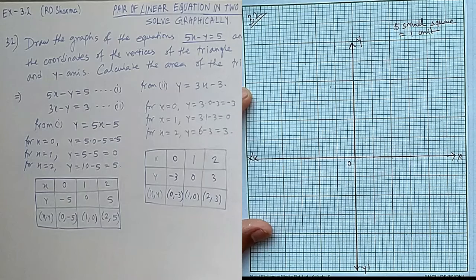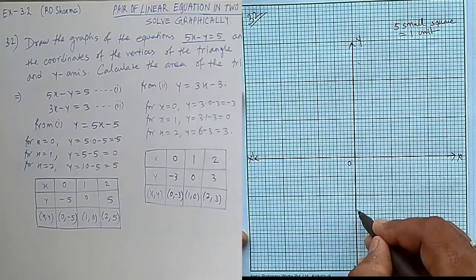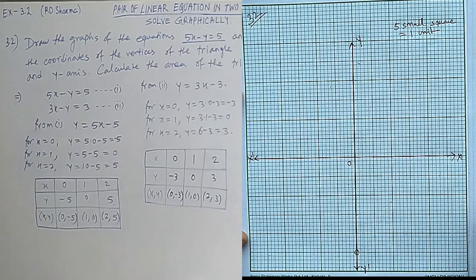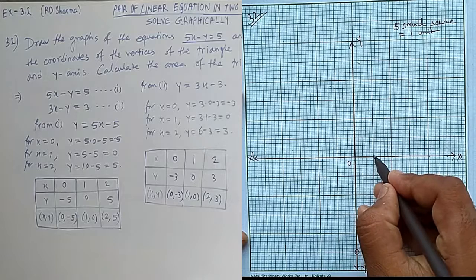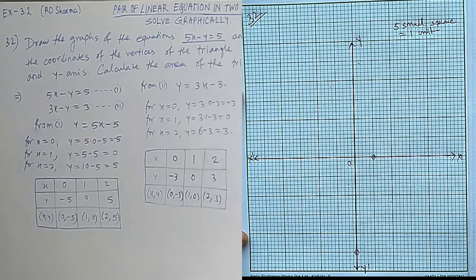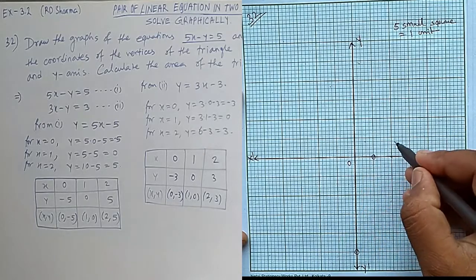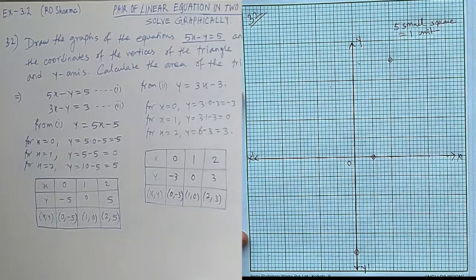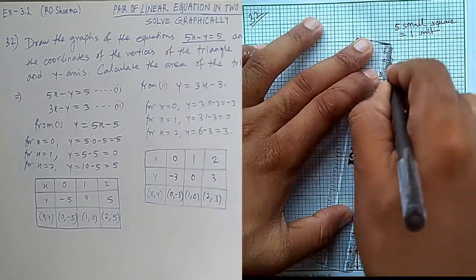From the first equation, the coordinates are (0, -5), 1, 2, 3, 4, 5, this point. And next (1, 0), that is x equals 1, y equals 0, that is this point. And next (2, 5), that is x equals 2, y equals 5, which is 1, 2, 3, 4, 5, this point. Okay, now we join these 3 points.